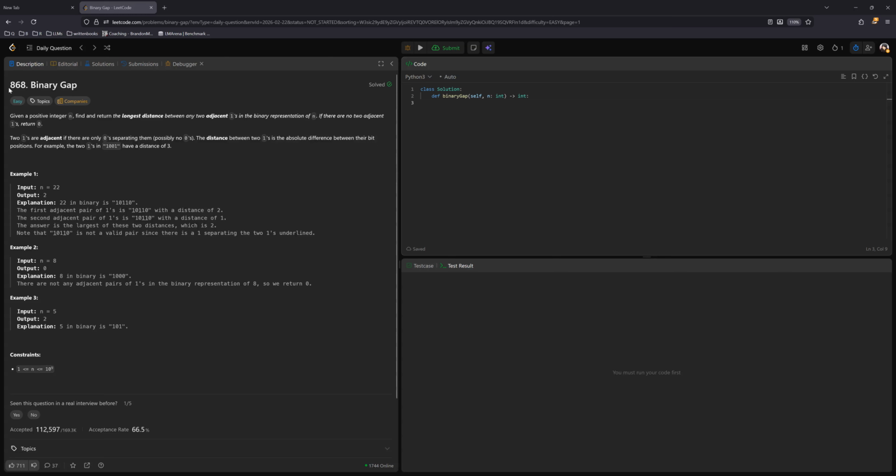Hey, what's up? LeetCode 686, binary gap. Given a positive integer, find the longest distance between any two adjacent ones in the binary representation of n. If there are no two adjacent ones, return 0. Alright, okay. 10 to the 9th.